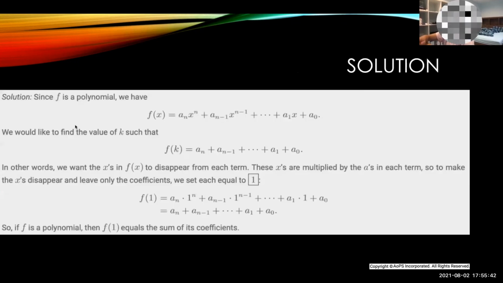So here's the solution. You have to find the value of k such that, if you set k equal to 1, then it would equal the sum of its coefficients. F of 1 would be the sum of its coefficients.